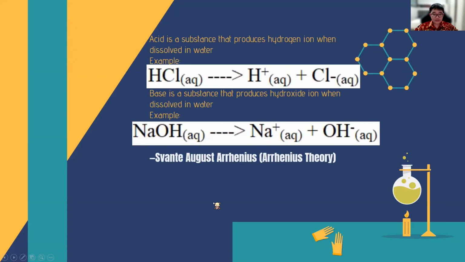According to Svante Arrhenius, which makes the Arrhenius theory, an acid is a substance that produces hydrogen ions when dissolved in water. For example, hydrogen chloride in aqueous solution will become hydrogen ion and chloride ion. A base is a substance that produces hydroxide ions when dissolved in water. As you can see from the example, sodium hydroxide will become sodium and hydroxide ion.